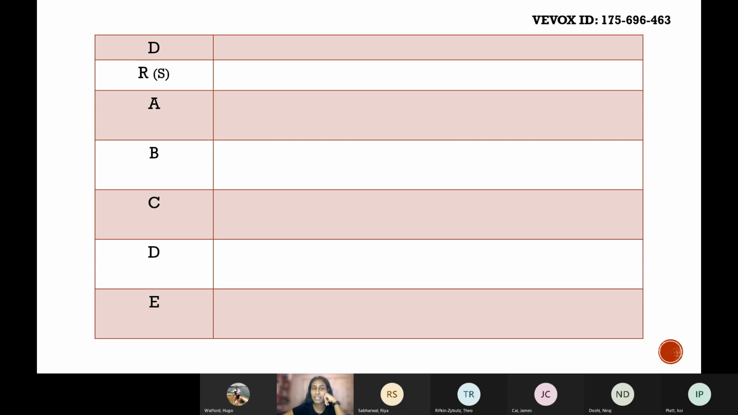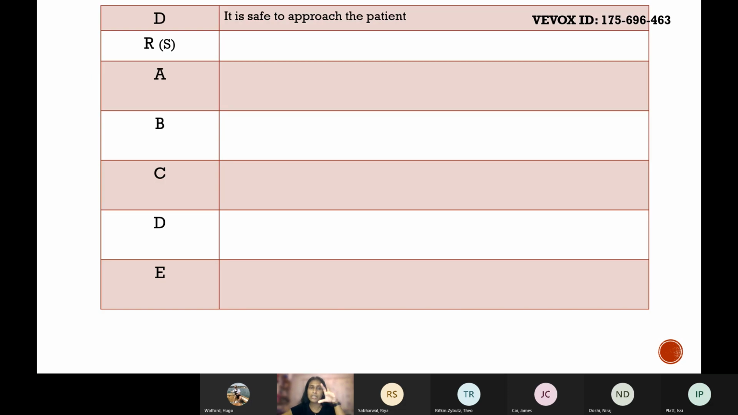Look for danger. Perfect. Thank you, Ria. So you tell me you're checking for danger. I'm going to say, okay, it's safe to approach the patient. Fantastic. So an example there, sharps, good. So once I've told you it's safe to approach the patient, what are you going to do next?